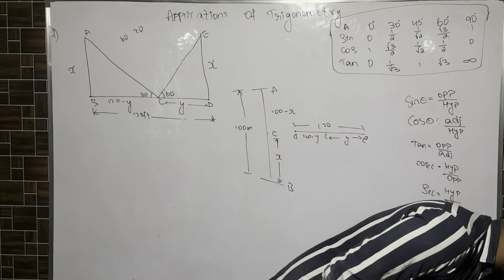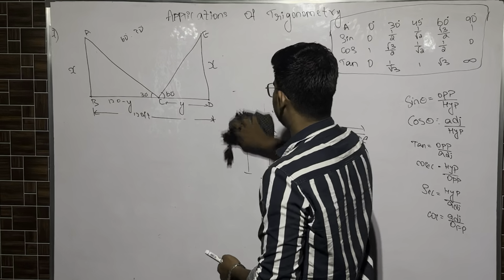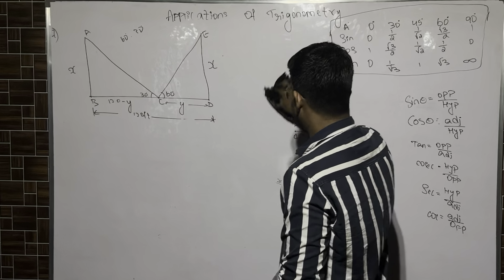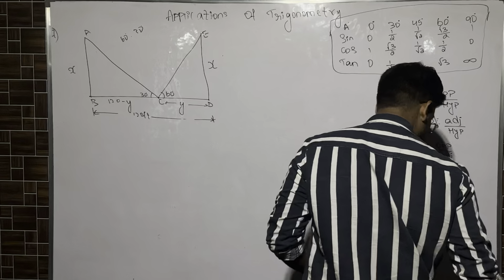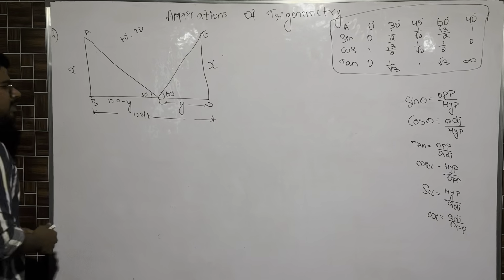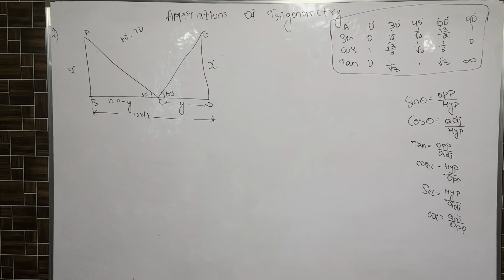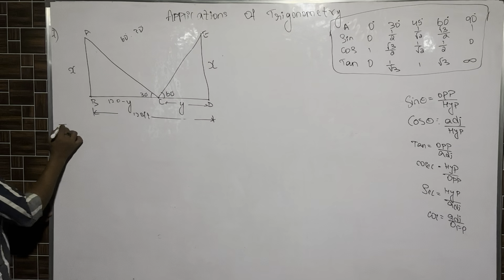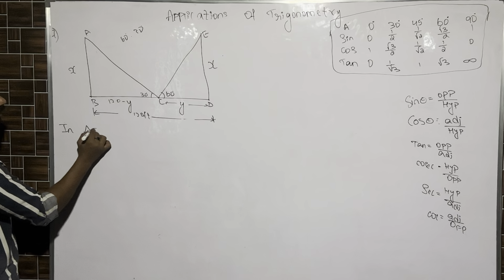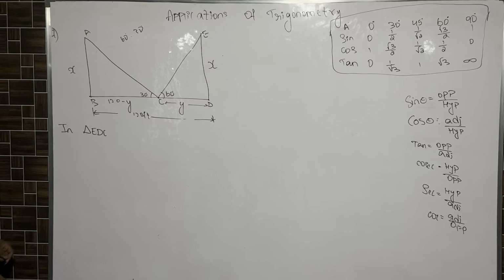Now, what are the two triangles that we have to consider in this case? EDC is the first triangle. Very good. EDC. Next, ABC. These are the two triangles. Either is fine. Let us take EDC first.